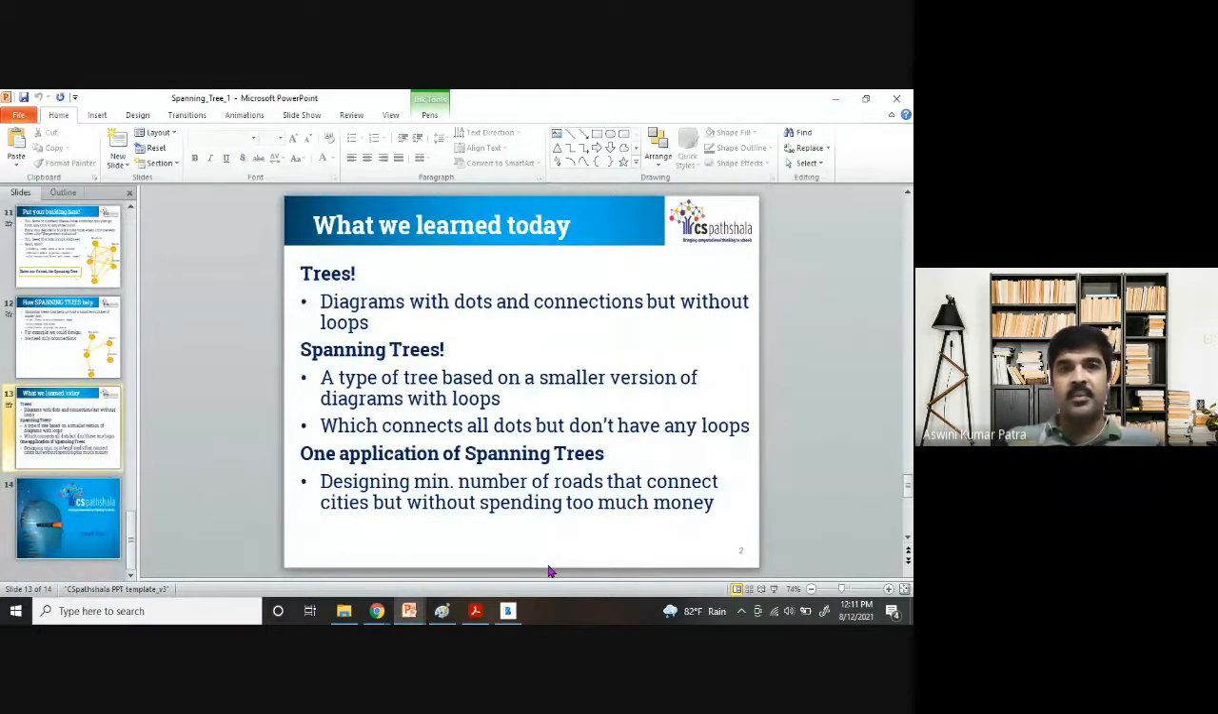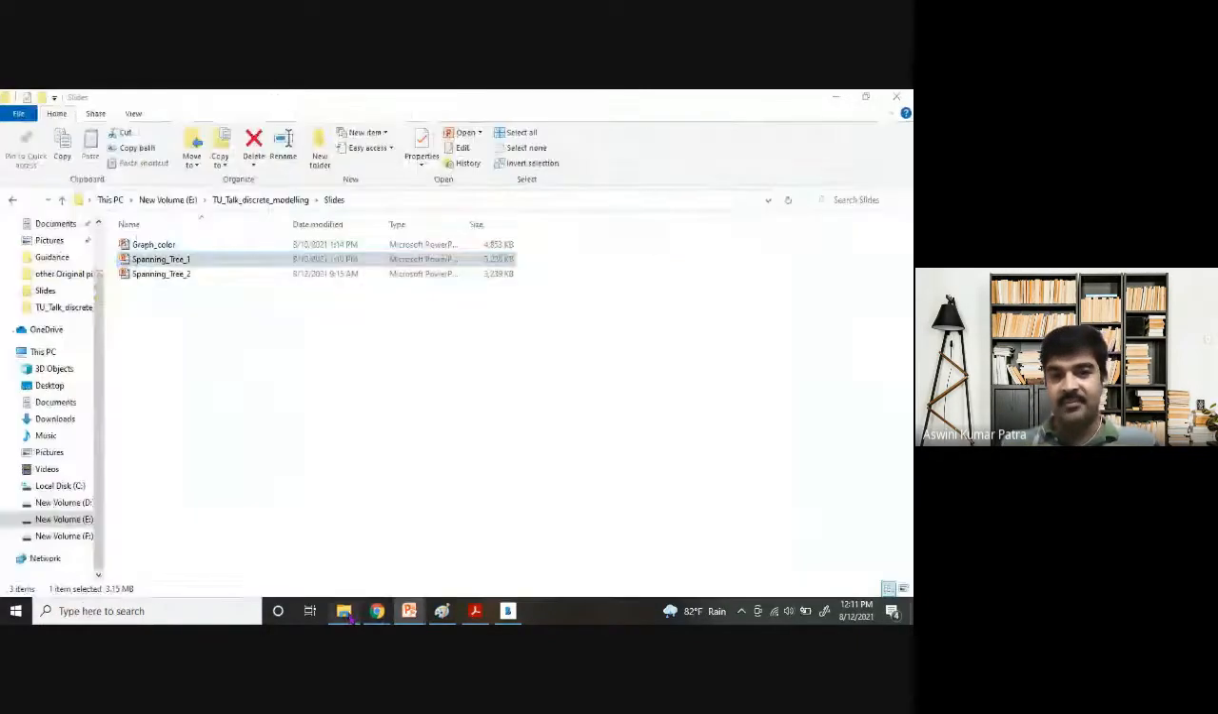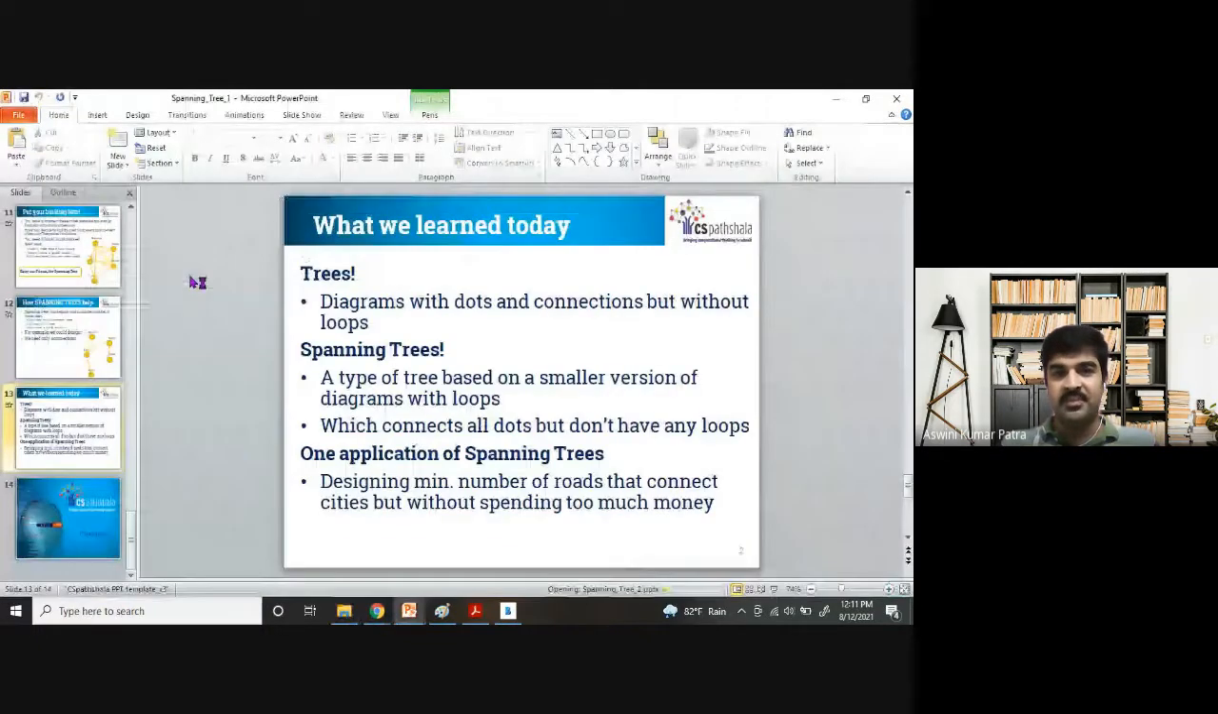So we can make some observations here. Trees are diagrams with dots and connections but without loops. A spanning tree is a typical tree based on a smaller version of diagrams with loops, which connects all dots but does not have any loops. One application of spanning trees is designing the minimum number of roads that connect cities without spending too much money. That's called a spanning tree application. Now let me introduce one more flavor of spanning tree.